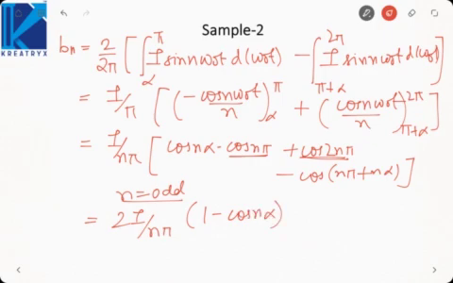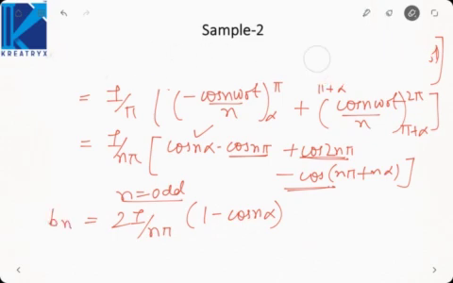Because if n is odd, cos of pi plus theta is minus cos theta. So minus minus will become plus. This term and this term will get added. So 2 can be taken as common. Now since we have an as well as bn, let us combine it into a single Fourier series.